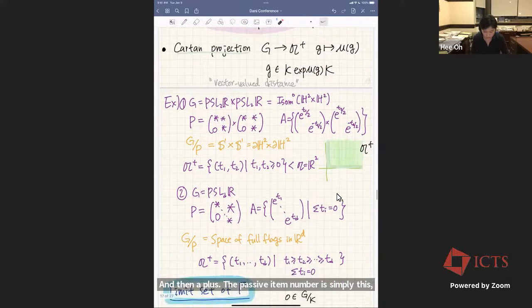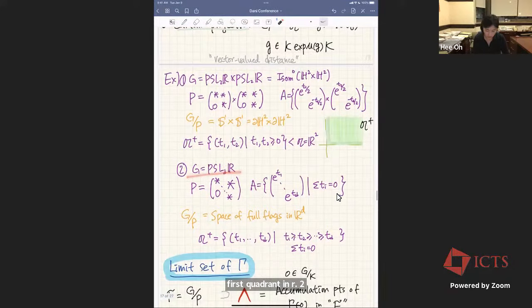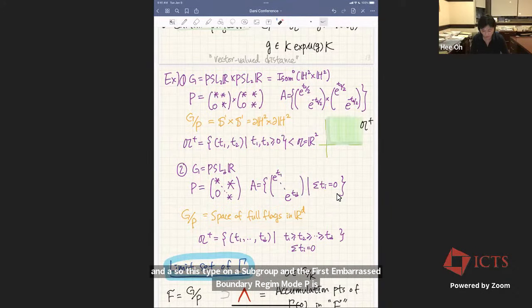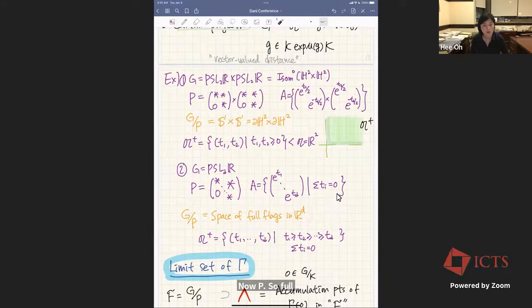So in the second example, G is PSL_d(R). The normalizer of the upper triangular group is again this upper triangular group, but containing the diagonals, and A is this diagonal subgroup. And the Furstenberg boundary G mod P is now the space of full flags on this Euclidean space R^d. And A plus is again this cone inside the Lie algebra of A. Okay, so now I'm ready to define what is a limit set.